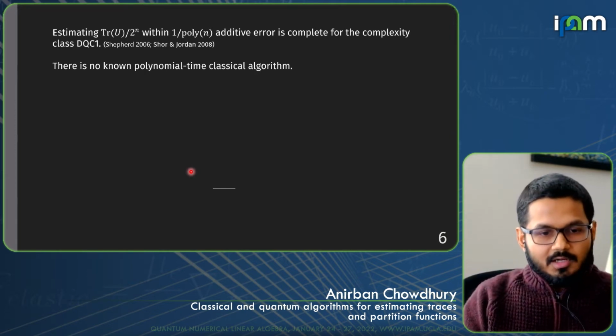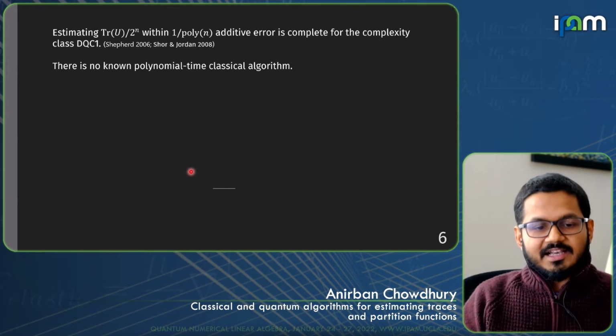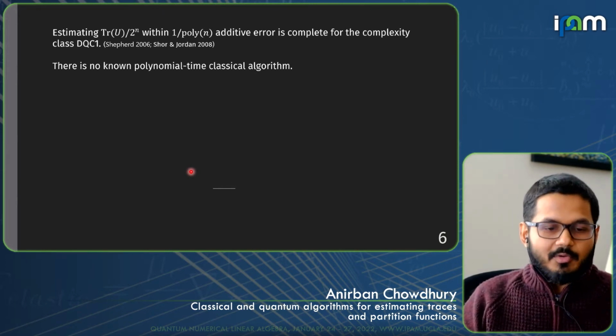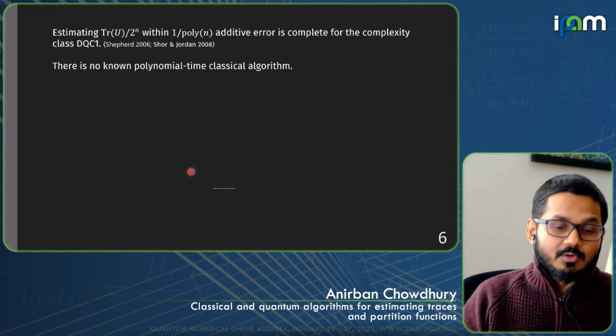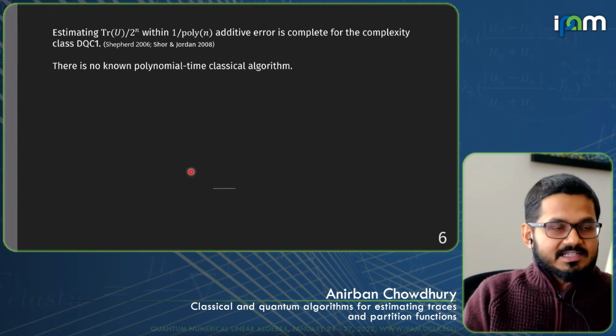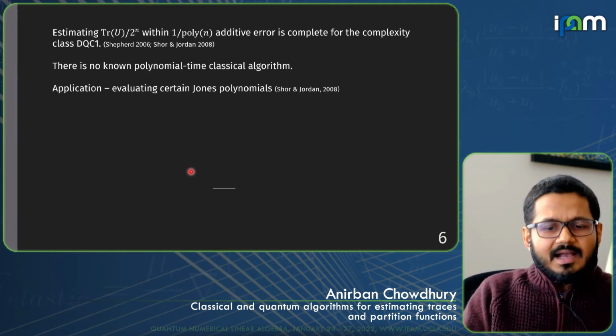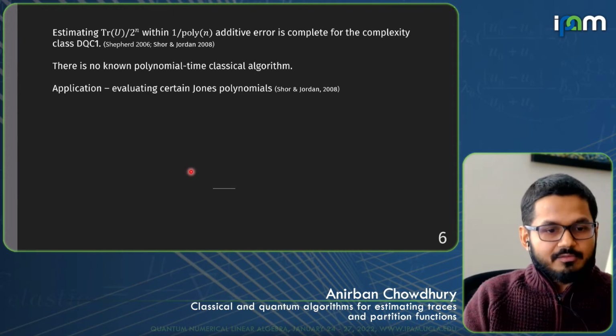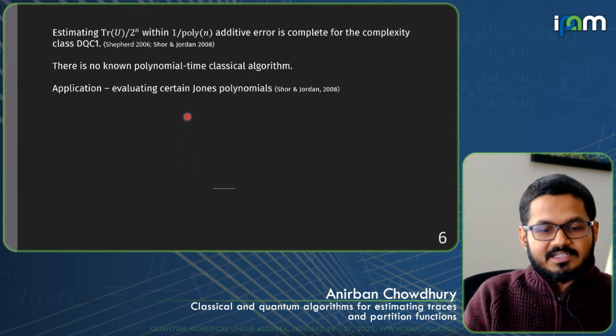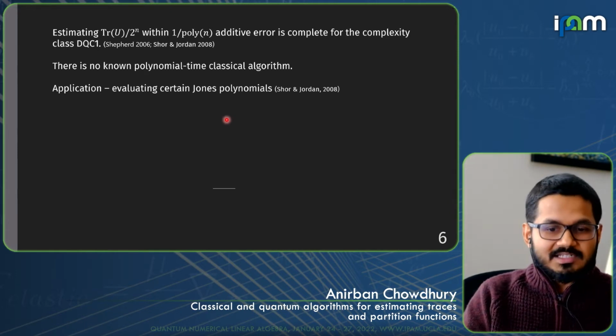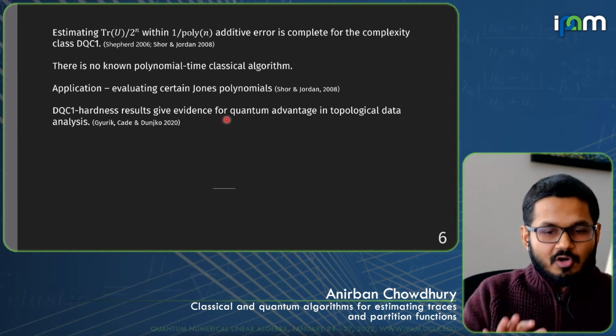And furthermore, if someone tells you to estimate this normalized trace, it turns out there is no polynomial time classical algorithm. At least we don't know of one yet. So this indicates that even this very limited quantum model does something which we don't know how to do classically. So maybe there's a quantum advantage here. And people have found applications of estimating this trace of normalized unitaries, including evaluating certain things called Jones polynomials, which have applications in quantum field theories, also knot theory. I won't talk much about that.